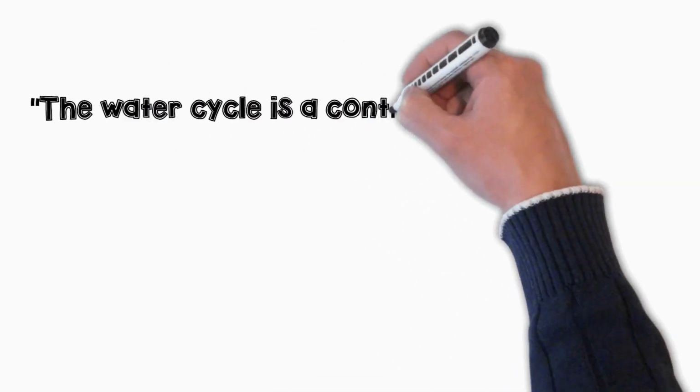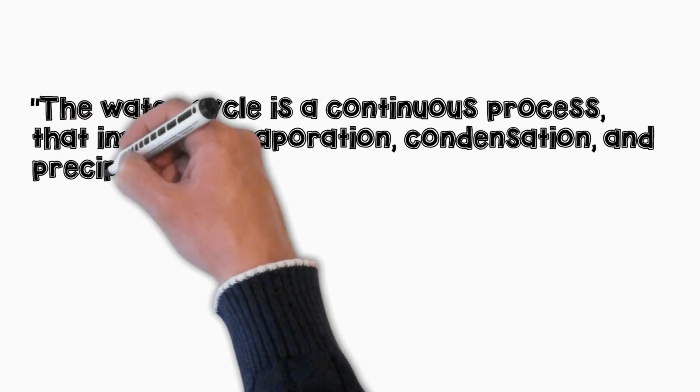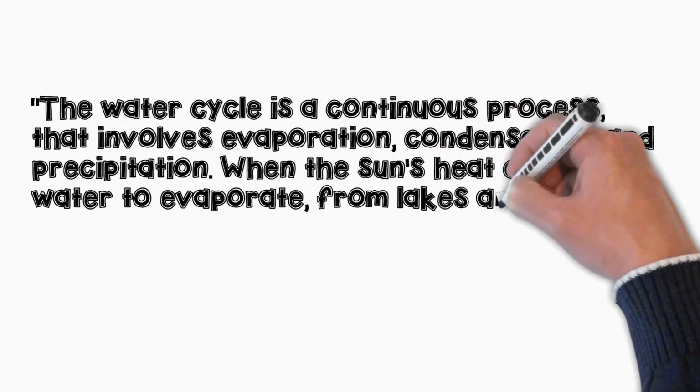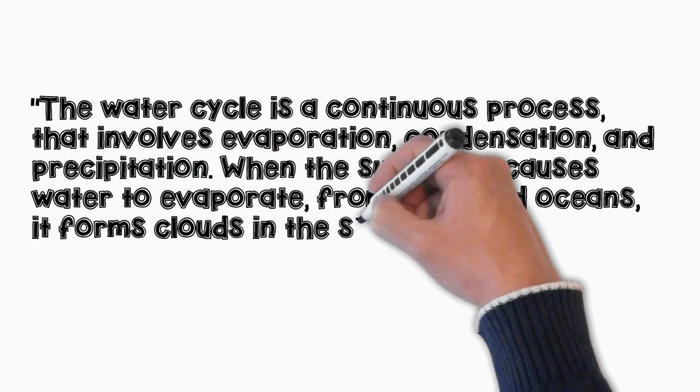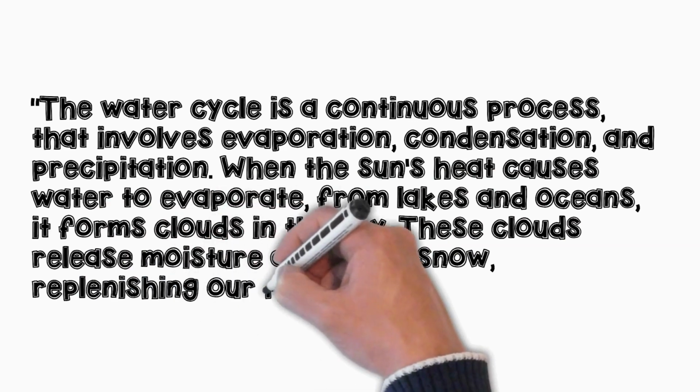The water cycle is a continuous process that involves evaporation, condensation, and precipitation. When the sun's heat causes water to evaporate from lakes and oceans, it forms clouds in the sky. These clouds release moisture as rain or snow, replenishing our freshwater sources.